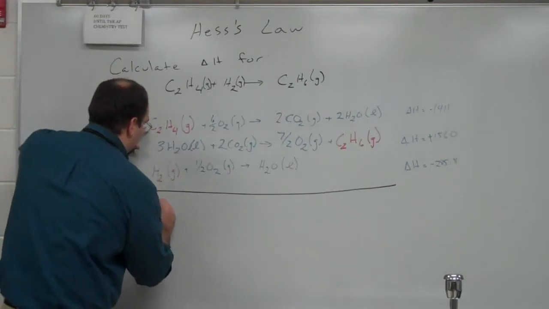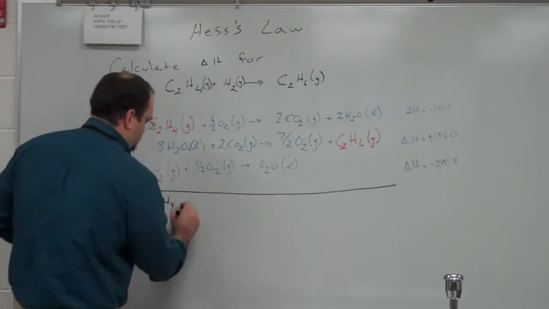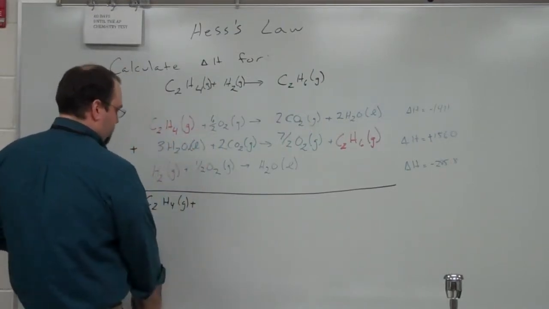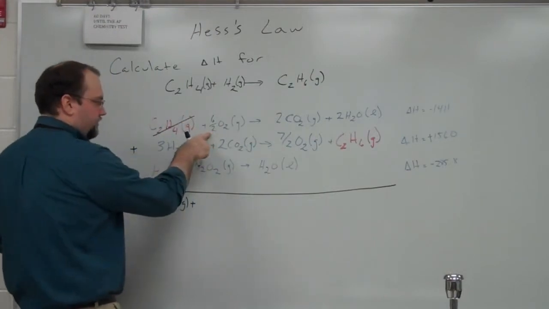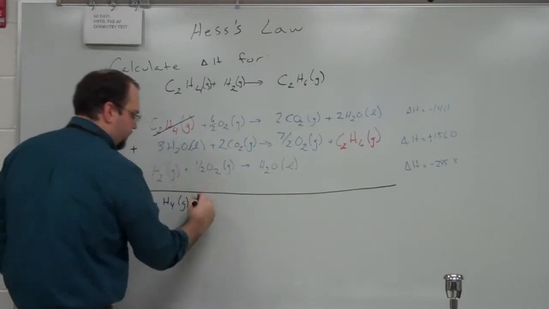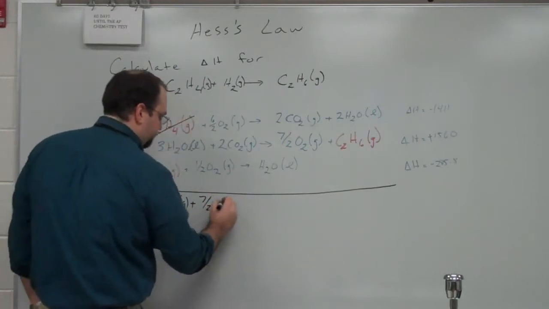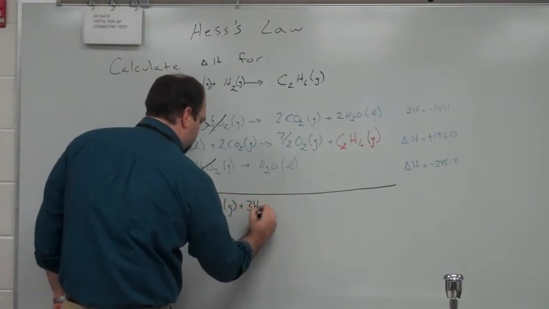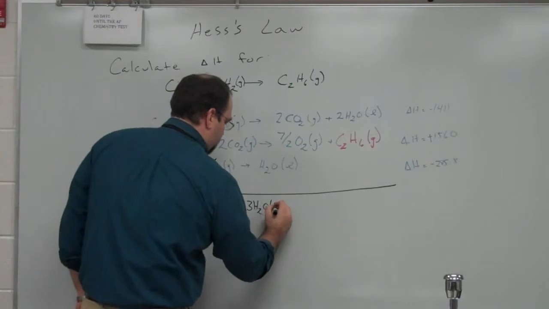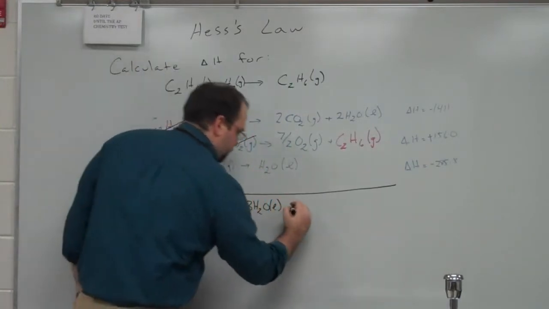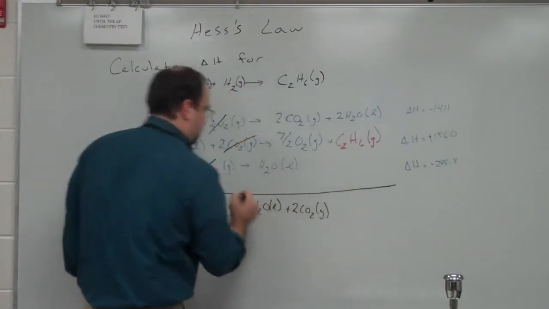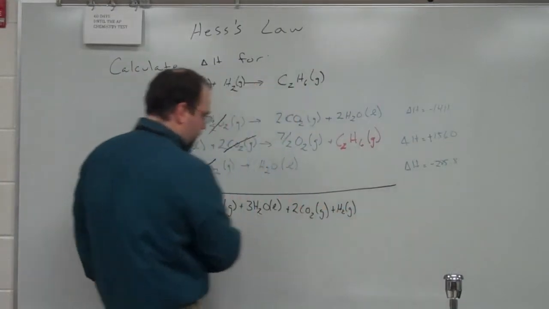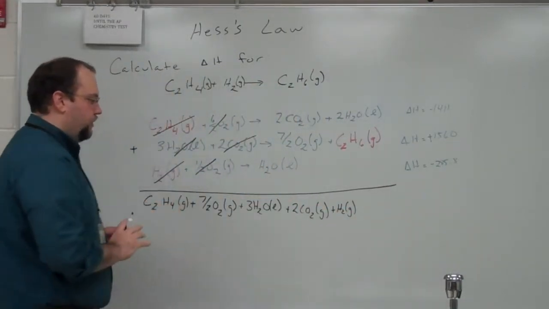So I have C2H4, gaseous, plus I have, let me cross these out as I'm doing it, 6 halves O2 here, and 1 half O2 here, so that's 7 halves O2 total. Cross those out. Plus 3 H2Os. Those are liquids. Plus 2 CO2s. Those are gaseous. Plus an H2. Okay, so these are all of my reactants, and I'm going to run out of room.